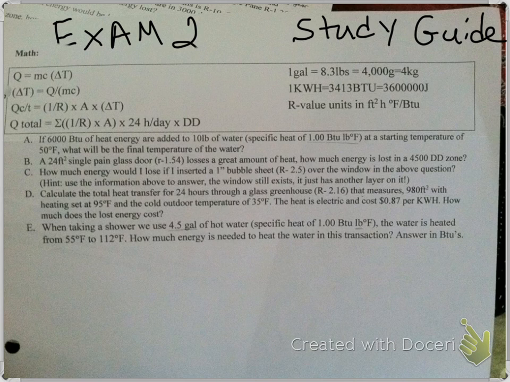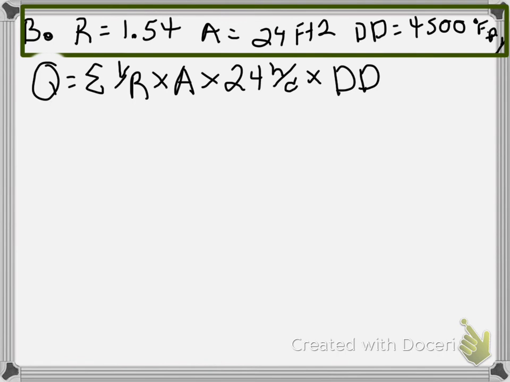Okay, so question B: a 24 square foot single pane glass door with an R value of 1.54 loses a great amount of heat. How much energy is lost in a 4,500 degree day zone? So I have degree days, which means I'm going to use my degree day equation over here to work my problem. So I wrote out what I need, my R value of 1.54, my area of 24 feet squared, my degree days of 4,500, and the equation I'm going to solve with. Now I'm just going to place everything into the right spot.